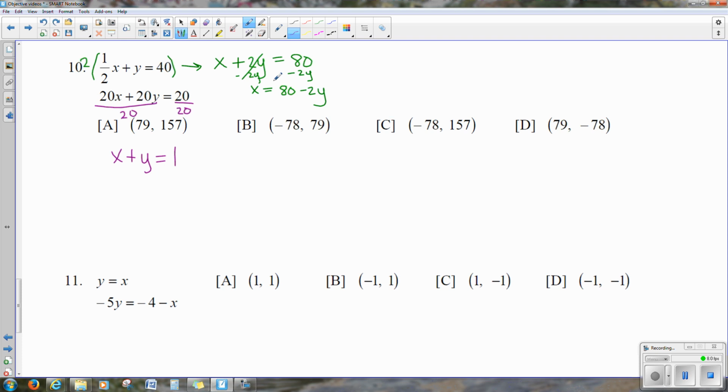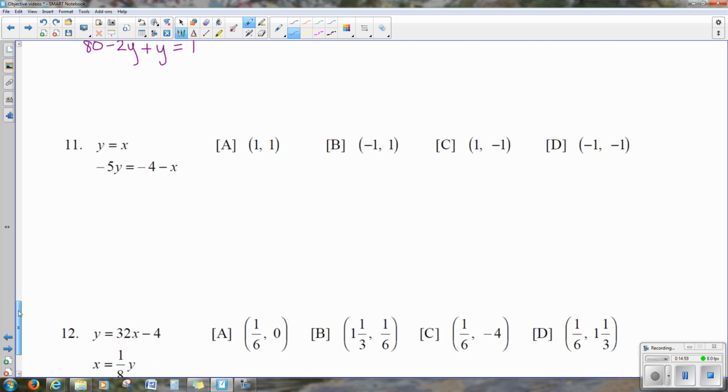So I'm going to take this x, 80 minus 2y, and I'm going to substitute it in for the value of x over here. Okay, so we have 80 minus 2y. There's our x, and now we're going to add y, and that has to equal 1. Okay, you can finish up the algebra by yourself. You know how to do that.